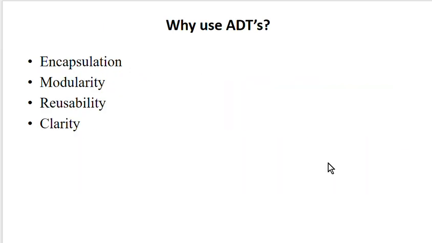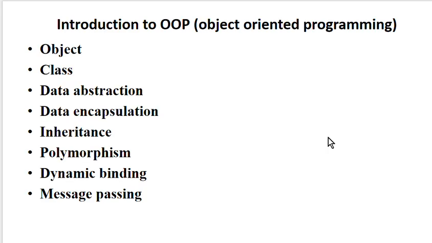Why use ADT? We need encapsulation, modularity, reusability, and clarity. These are the standard concepts of OOPS. OOPS is nothing but object-oriented programming: object, class, data abstraction, data encapsulation, inheritance, polymorphism, dynamic binding, and message passing.